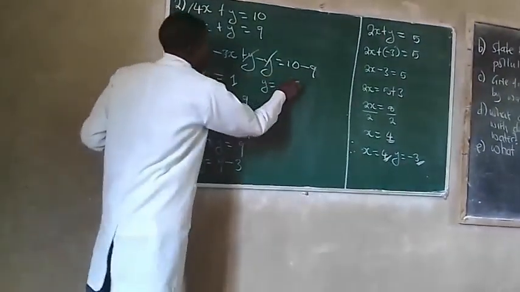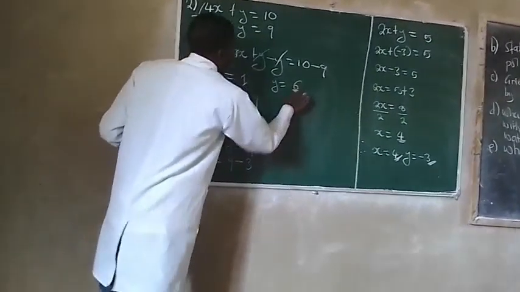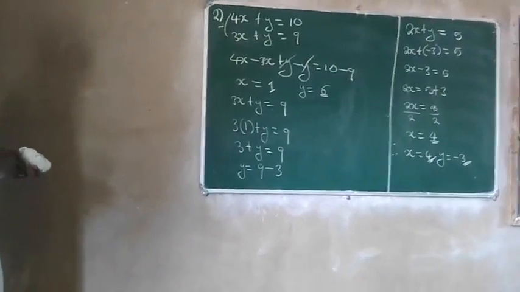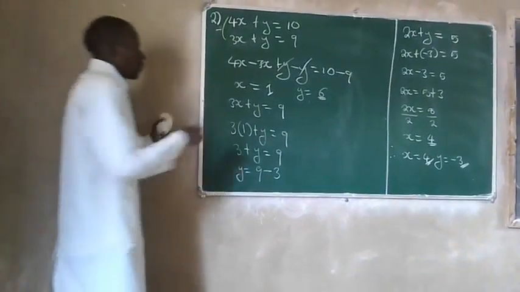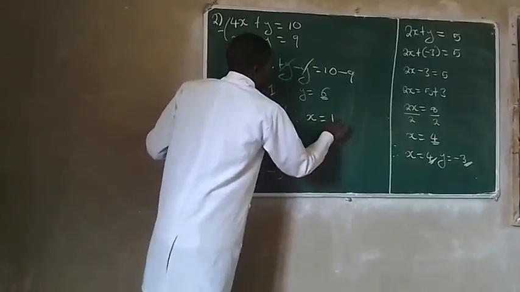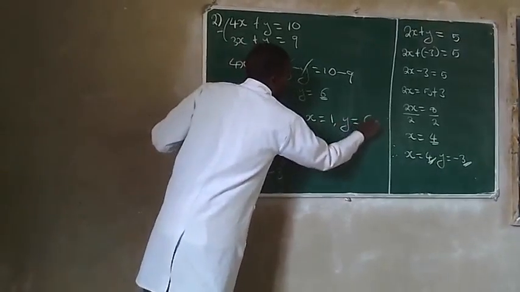6. So the answer is now 6. So the value of y is equal to 6. Therefore, x is equal to 1 and y is equal to 6.